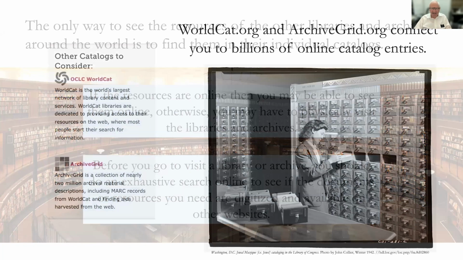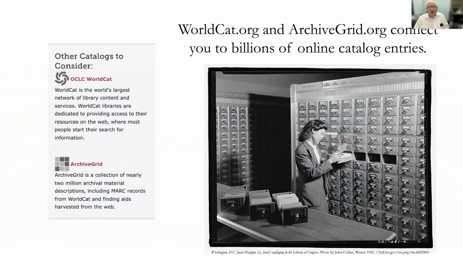Okay, so here we go. WorldCat and ArchiveGrid connect you to billions of online catalog entries. You're one click away from FamilySearch, you can put in worldcat.org and you can put in ArchiveGrid. ArchiveGrid is actually part of OCLC WorldCat. OCLC is an acronym which has lost its acronymity, I guess you'd call it. It doesn't have any real meaning anymore.